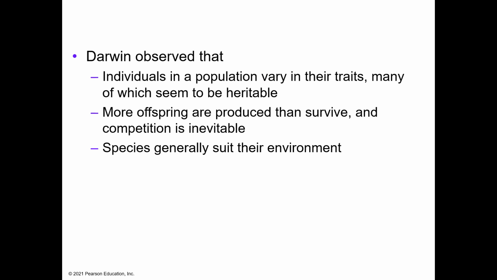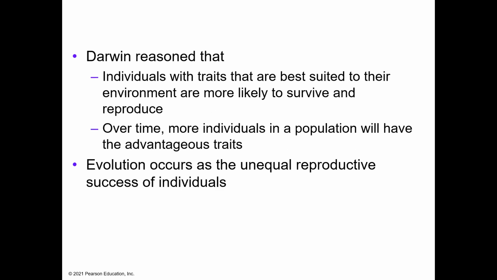And the species that is better suited and adapted to its environment is more likely to survive and reproduce, and then pass along those traits to their offspring. So over time, more individuals in a population who have those traits that allow them to survive will slowly start to take over. And so they will become the dominant form in that population of that species.